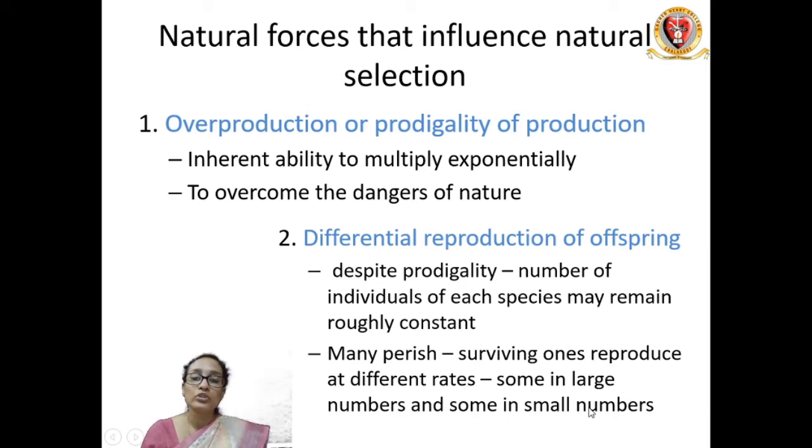He also believed in what is called differential reproduction of offspring. So, despite prodigality, that is, despite overproduction and the large number of eggs produced, the number of individuals of each species remains roughly constant. Why? Because many perish. The younger ones need to survive. Only the surviving ones can reproduce. So some reproduce in large numbers and some in small numbers.